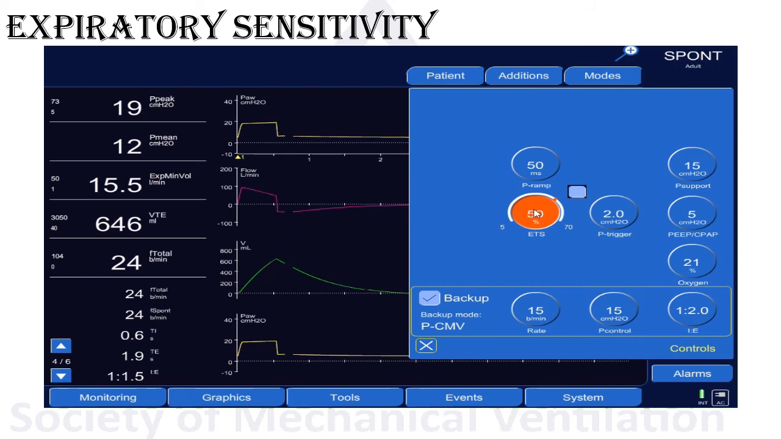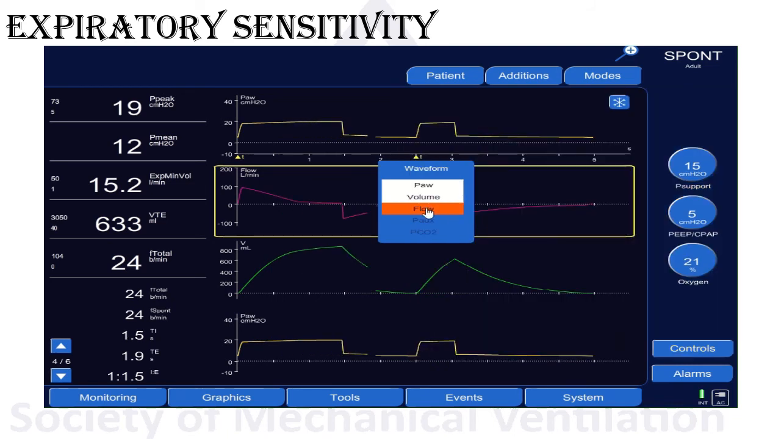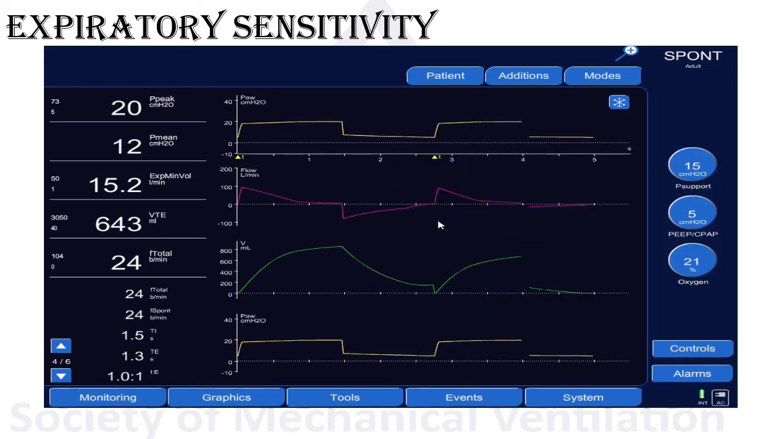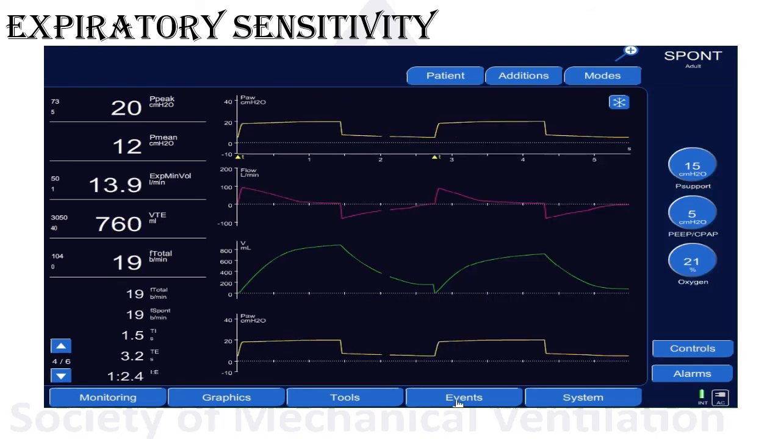Vice versa, if we made it low, the tidal volume should start going up. This is too much, but the tidal volume will go up and the inspiratory time went up. So again, this is important to set or look at when you put the patient on a spontaneous breathing mode.